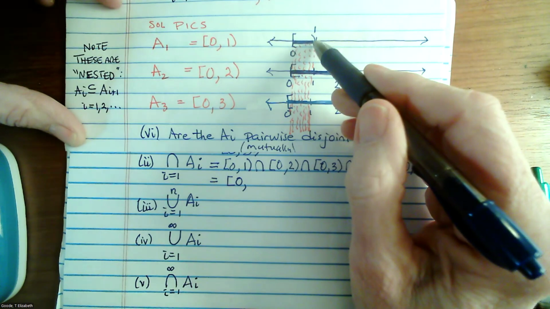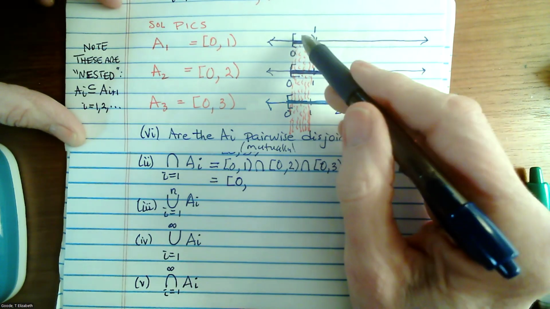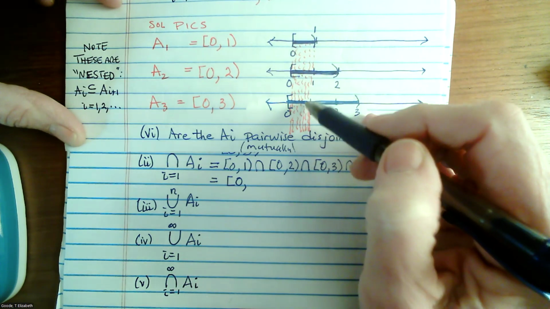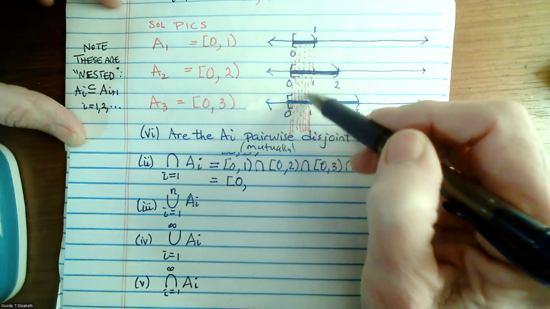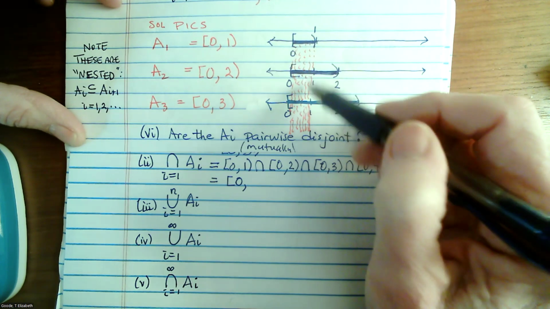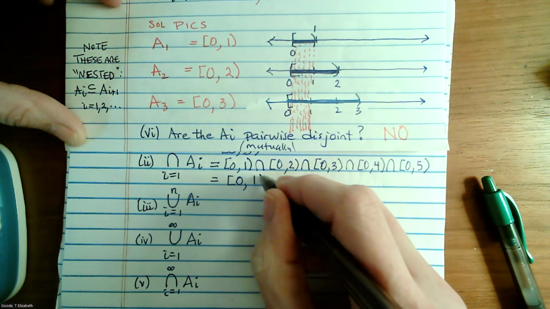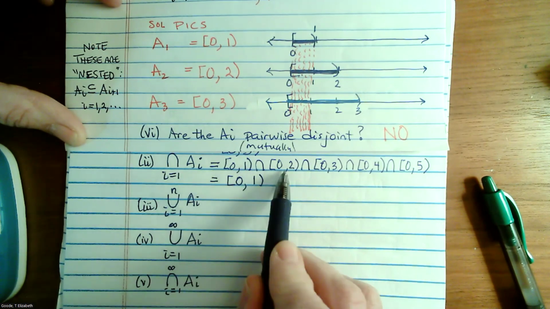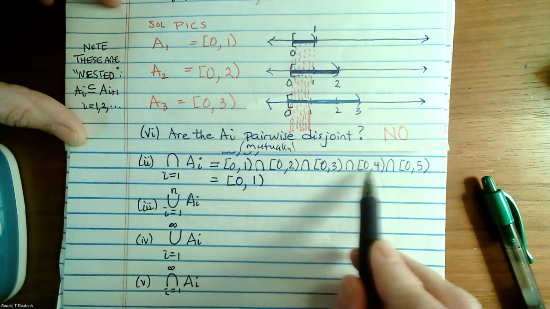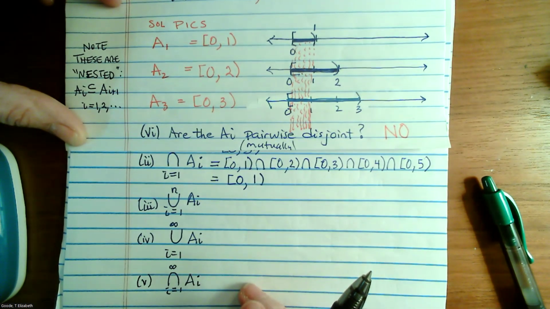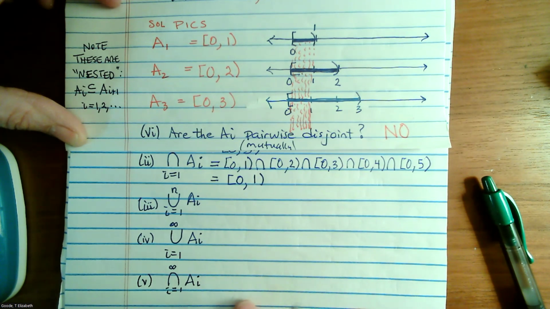But we can't include 1 because it's not in the first set. But 1/2 is in all of the sets, and 2/3 is in all of the sets, and 4/5 is in all of the sets, and 99/100ths is in all of the sets. In fact, everything up to and not including 1 is a real number in all of these, so it is in the intersection. Does that make sense? Kendall, does that make sense?